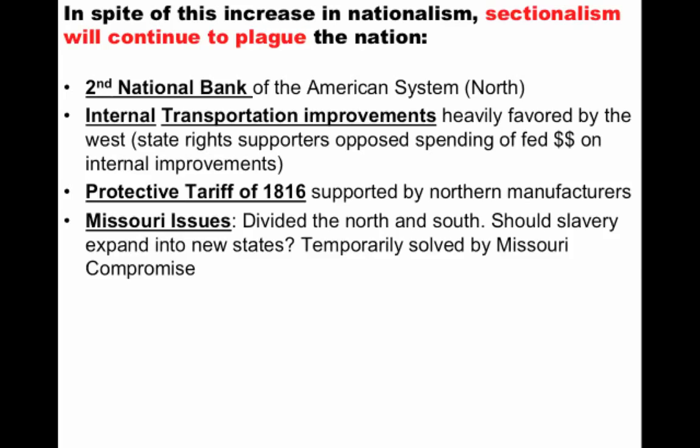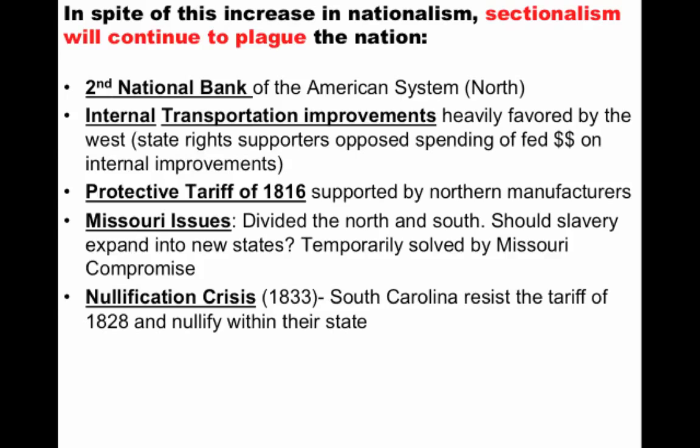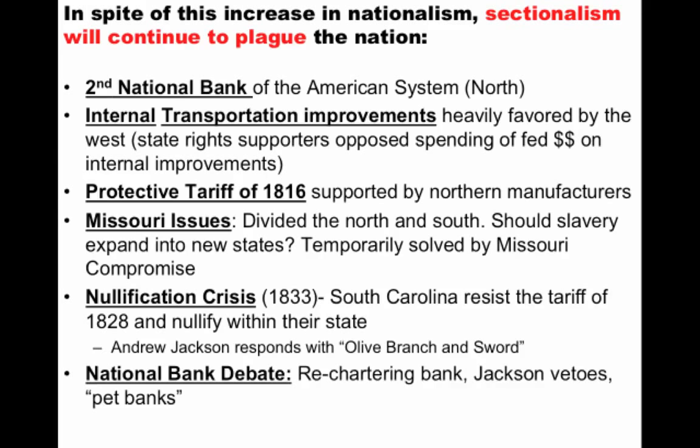And it's temporarily going to be solved by the Missouri Compromise, where they make Missouri a slave state, Maine a free state, and they cut off slavery north of 36°30′. The nullification issue we've already mentioned, where South Carolina is going to resist the tariff of 1828, and other southern states are going to kind of morally support South Carolina. And Andrew Jackson, of course, is going to respond with the olive branch and the sword. And then, of course, a big problem is going to happen with the national bank debate, where Jackson is going to veto the rechartering of the bank, and you're going to have the rise of pet banks. This is going to be an issue that's going to also, to some degree, divide Northerners and Southerners.